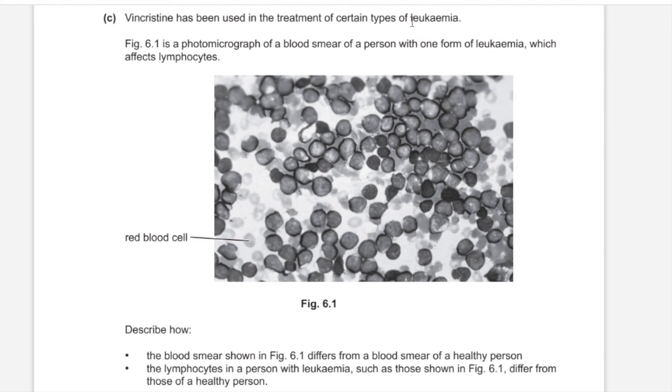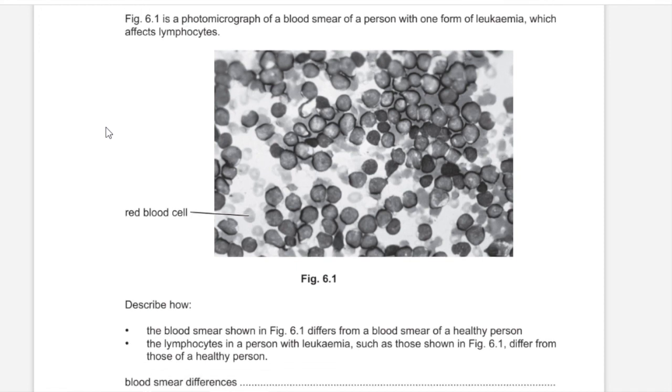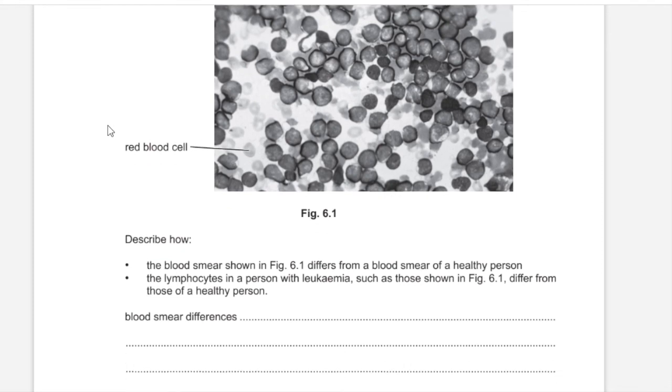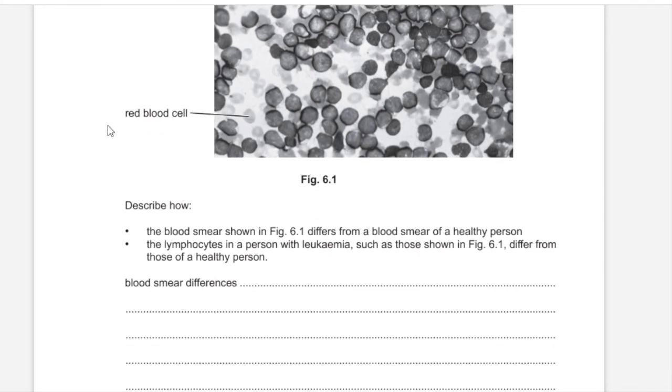stem cells in the bone marrow. Figure 6.1 is a photomicrograph of a blood smear of a person with one form of leukemia, which affects lymphocytes. So you have red blood cells labeled in the figure. Describe how the blood smear in figure 6.1 differs from a blood smear of a healthy person, and describe how the lymphocytes in a person with leukemia, such as those in figure 6.1, differ from those of a healthy person.